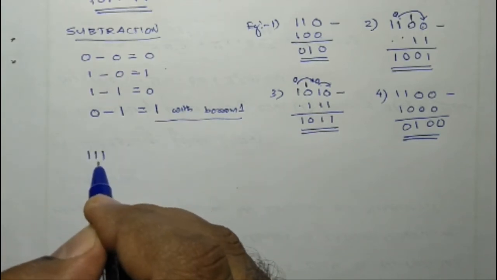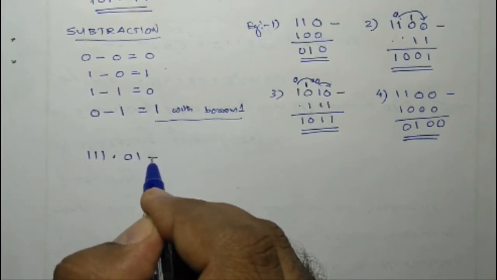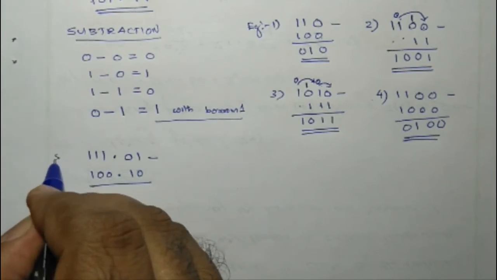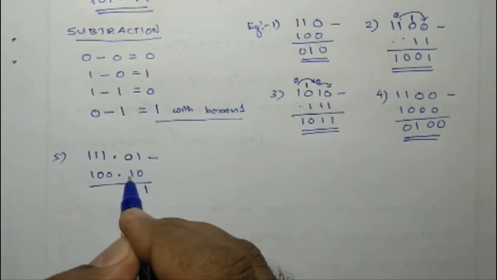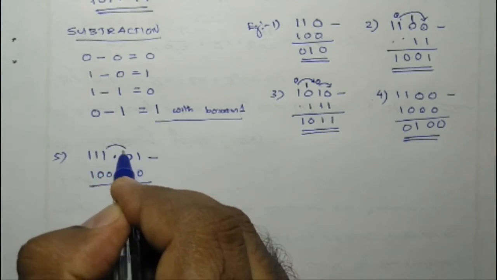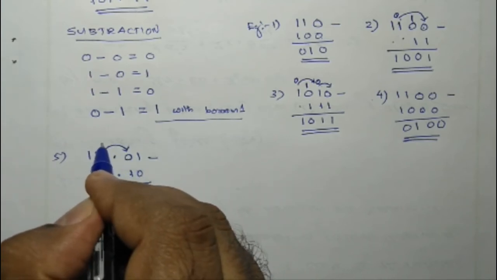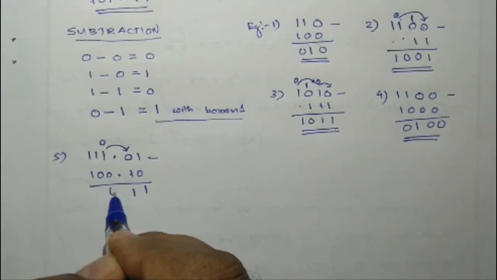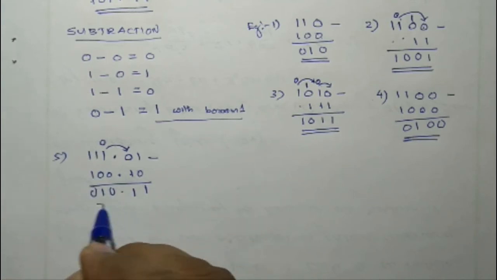Now let's try doing a problem with a decimal place. Say 111.01 minus 100.10. This is problem 5. So 1 minus 0 is 1. 0 minus 1 is a 1 with a borrow from the next nearest 1 neighbor, which makes that member a 0. So you have 0 minus 0 is 0. 1 minus 0 is 1. 1 minus 1 is 0. And the decimal point is placed here. So this is the answer.